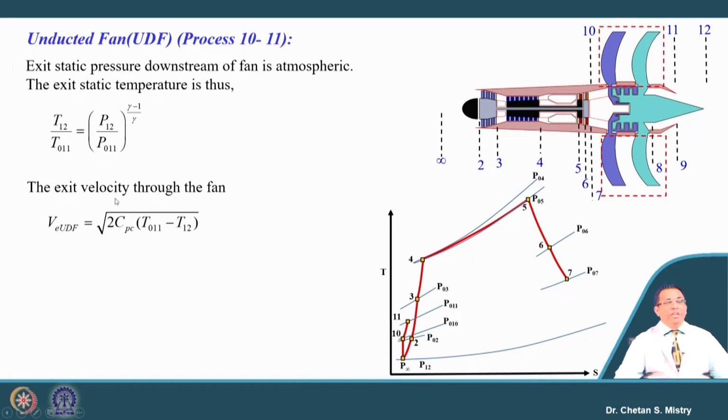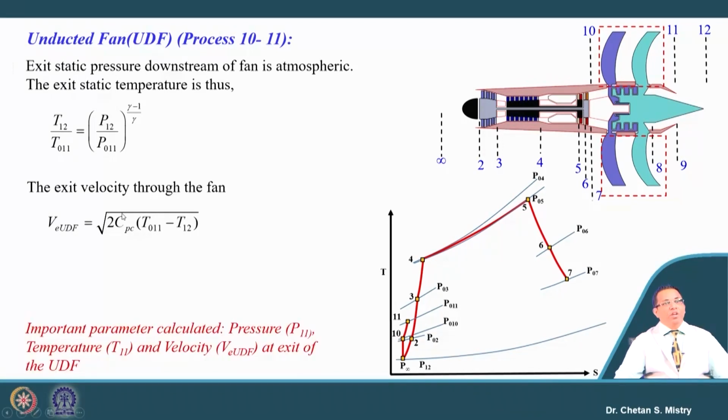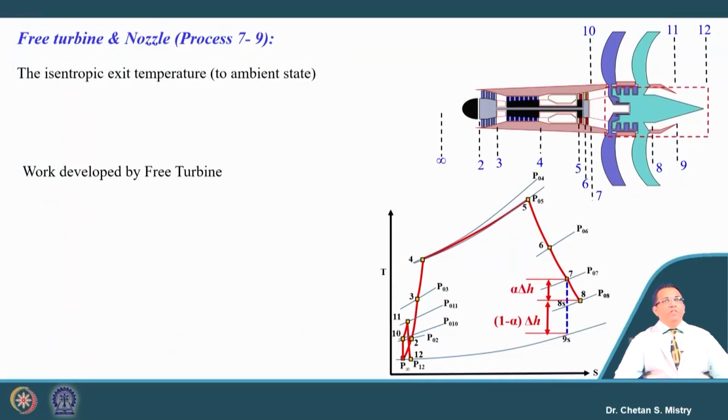Now, this is what will be giving me the number in terms of what will be the exit velocity from the ducted fan. So, now we have our stations 10 and we can calculate what will be the exit velocity from the unducted fan. Now, let us try to understand what is happening here inside, because that is also of our interest.